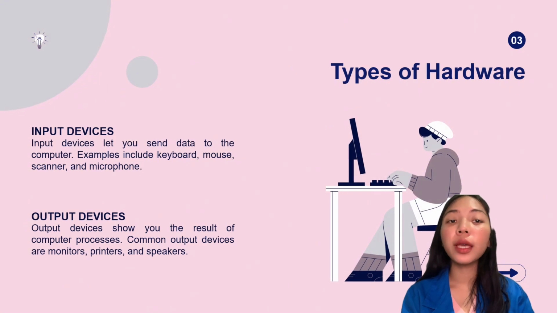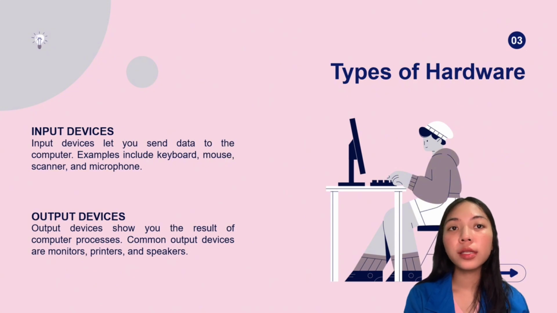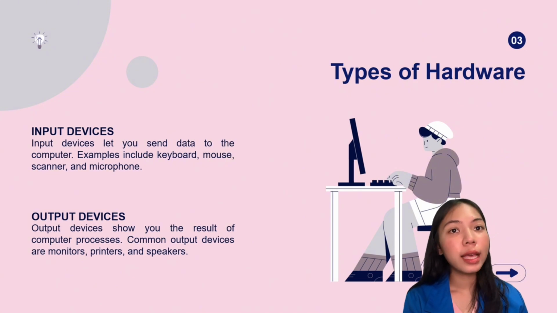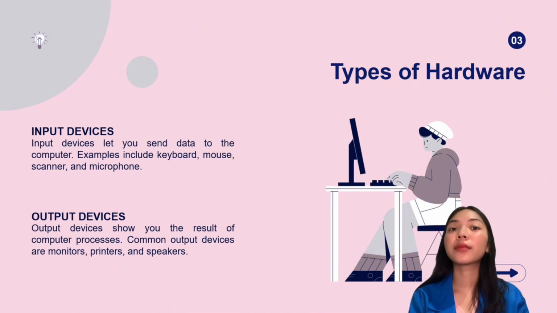There are two main types of hardware: input or output devices and internal components. Input devices let you send data to the computer. Examples include keyboard, mouse, scanner, and microphone. Input devices send data to the computer. They help users interact with the system. Common input devices include keyboards, mice, and microphones.